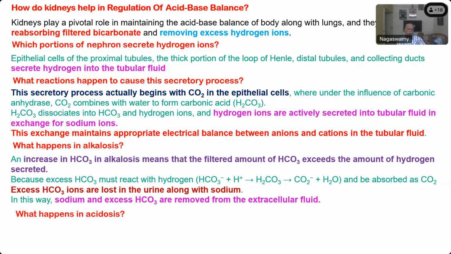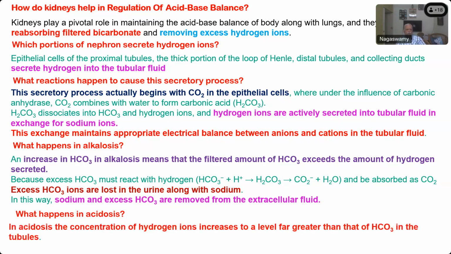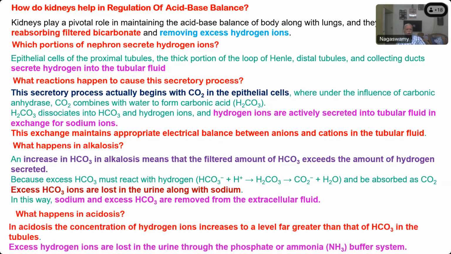Now, what will happen if a patient becomes acidotic? How does nature try to correct it? The opposite of this should happen, isn't it? So excretion of H plus. You have to excrete more hydrogen ions. So in acidosis, the concentration of hydrogen ion increases to a level far greater than that of bicarb in the tubules, and excess hydrogen ions are lost in the urine through either combining with phosphate or the ammonia buffer system.